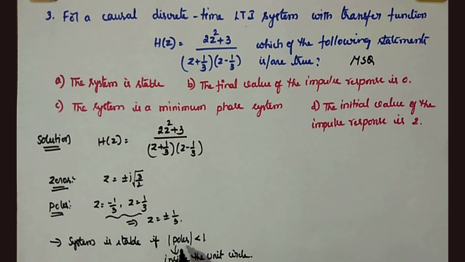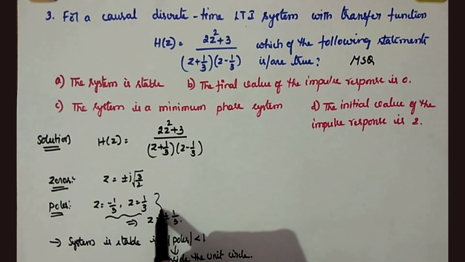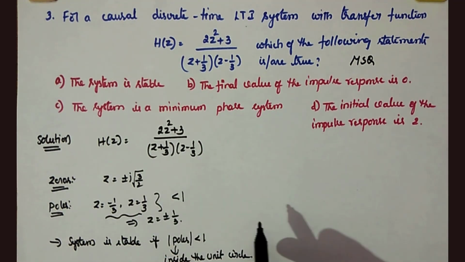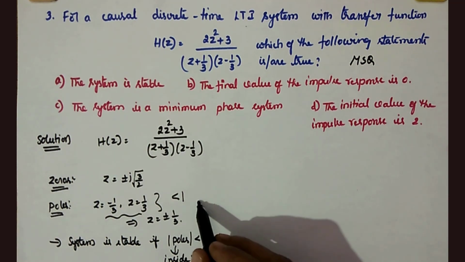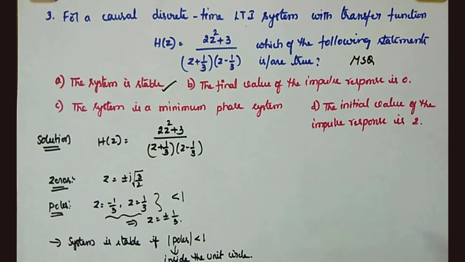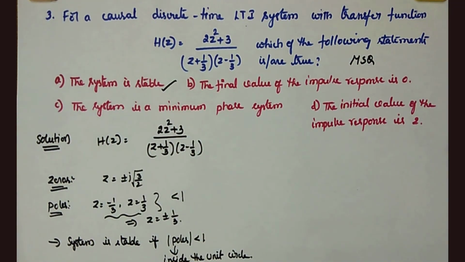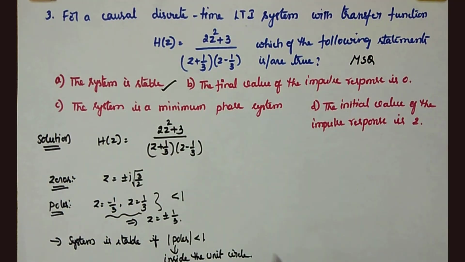Now we must observe the magnitude of the poles. What are the poles here? z = −1/3 and z = 1/3. If you observe the magnitudes of these two poles, both are less than 1, which means the system is stable. Fine. Now I'll see the second one. What is the second one?